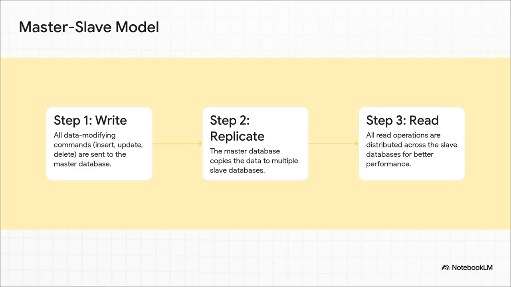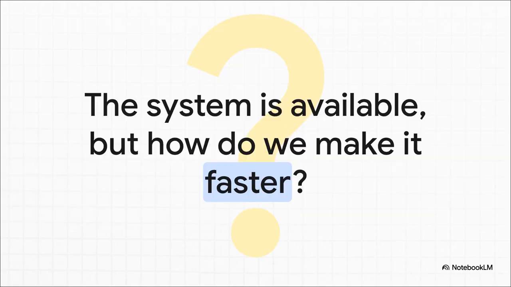The master then automatically copies those changes over to all the slaves. And the slaves, their only job is to handle requests to read data. Since most apps have way more reads than writes, this strategy is a huge performance booster. All right, so our system is now highly available. It's tough. It can survive failures.